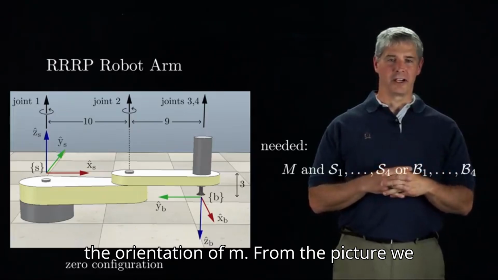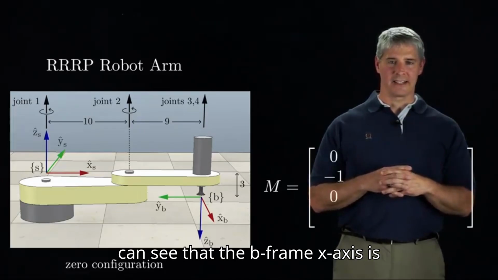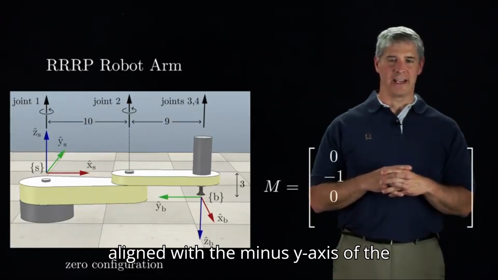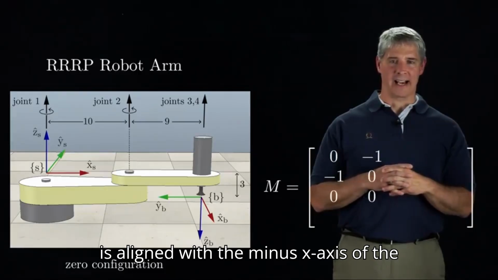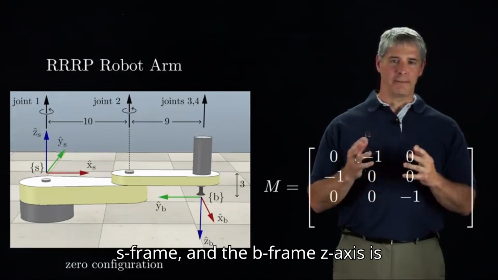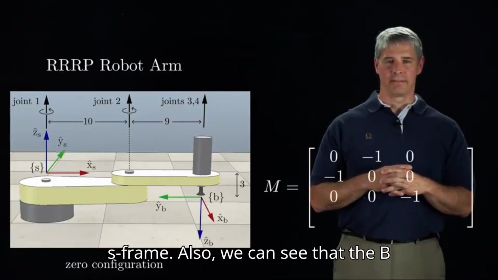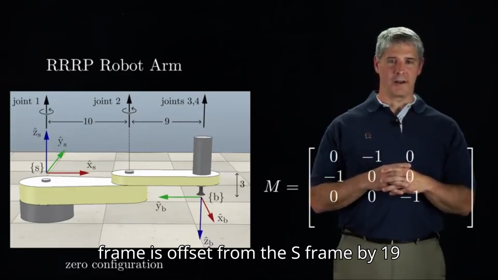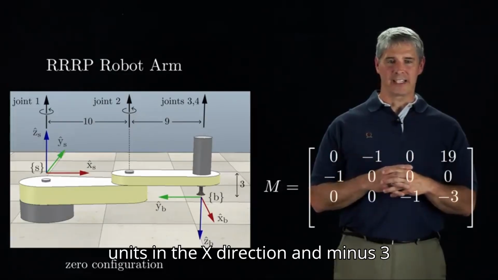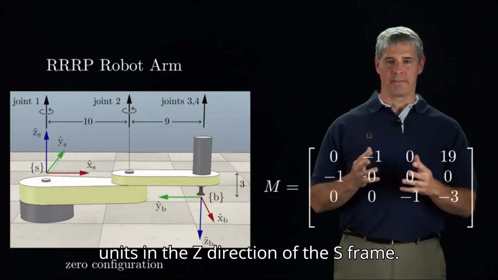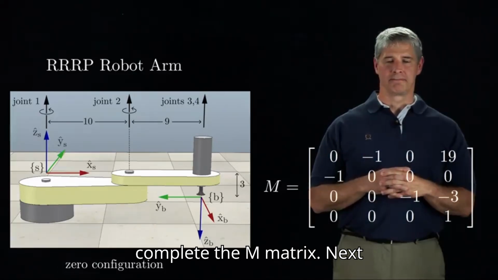First, let's focus on the orientation of M. From the picture, we can see that the B-frame x-axis is aligned with the minus y-axis of the S-frame. The B-frame y-axis is aligned with the minus x-axis of the S-frame. And the B-frame z-axis is aligned with the minus z-axis of the S-frame. Also, we can see that the B-frame is offset from the S-frame by 19 units in the x direction and minus 3 units in the z direction of the S-frame. We add the row of zeros and a 1 to complete the M matrix.